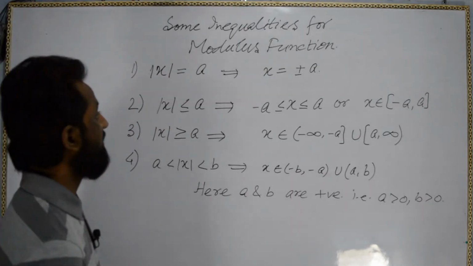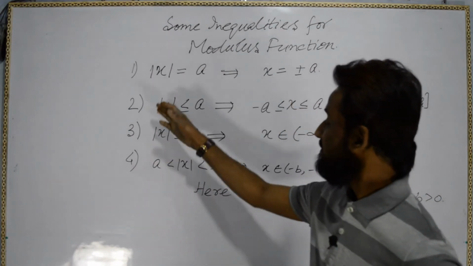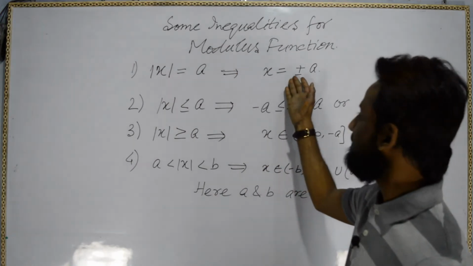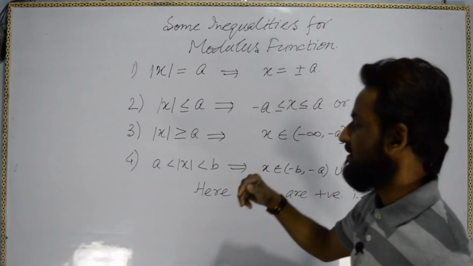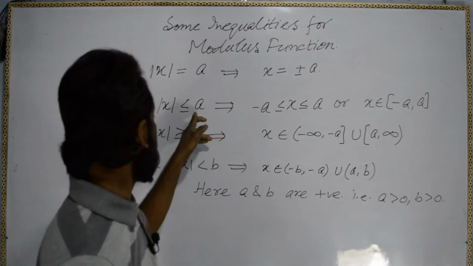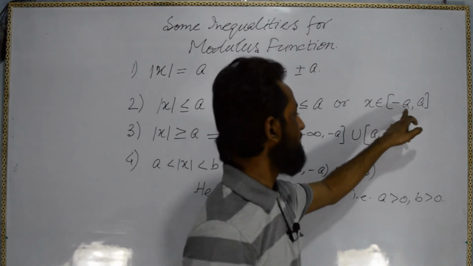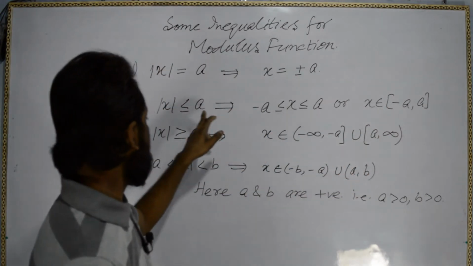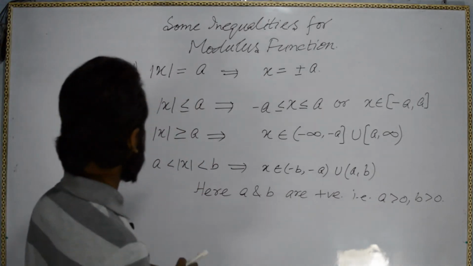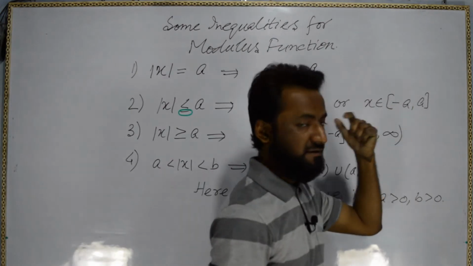Okay, these are some inequalities for the modulus function. So very first is mod x equal to a. This is an exact value, so there will not be any interval, so we will get plus a or minus a. Mod x less than or equal to a. For mod x less than or equal to a, that means we will get minus a to a, or x belongs to minus a to a. Because of this equality sign, we have given the closed interval.